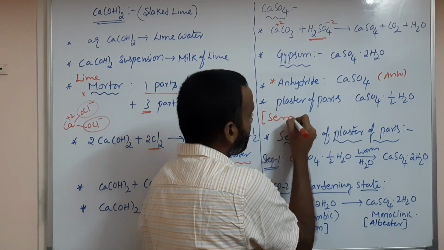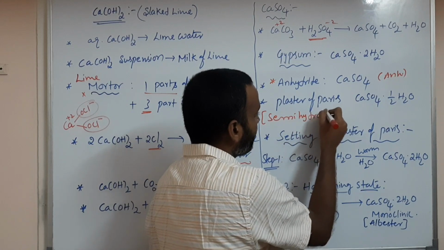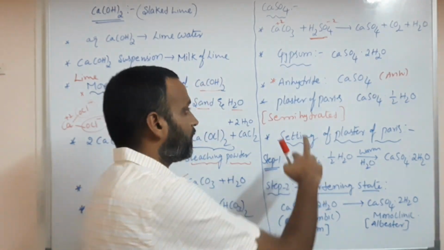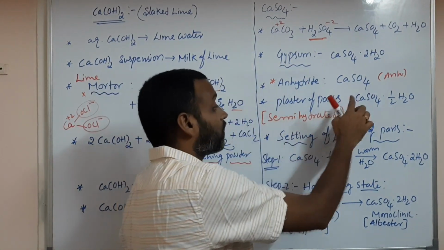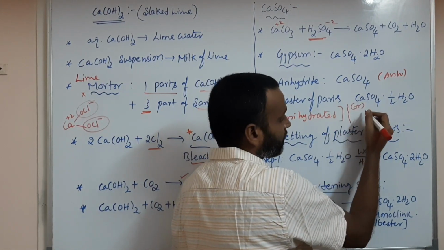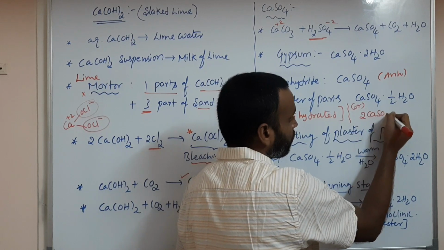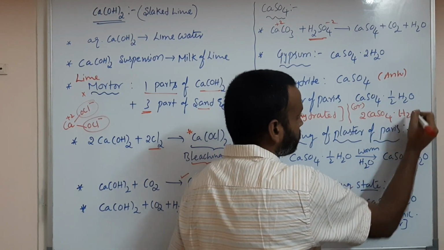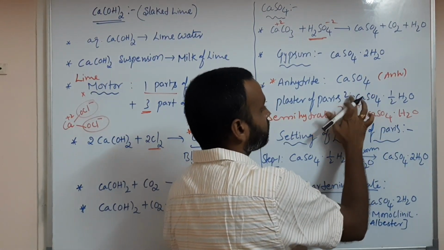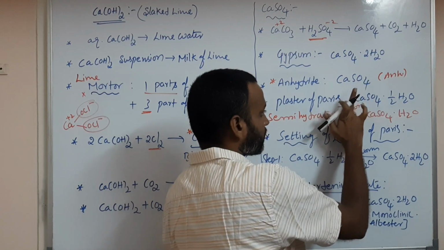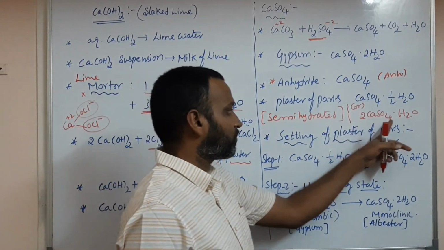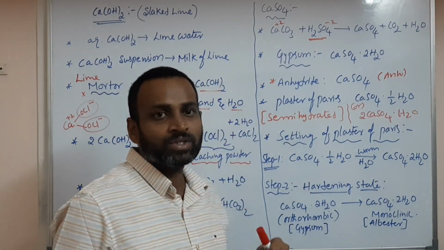Semi-hydrated or hemi-hydrated, you can call it. Hemi, H-E-M-I. Hemi-hydrated calcium sulfate is called plaster of Paris. One more way you can represent plaster of Paris is 2CaSO4.H2O. Very simple, just multiply by 2. So 2 moles of CaSO4 and H2O, like this: 2CaSO4.H2O. That is called plaster of Paris.